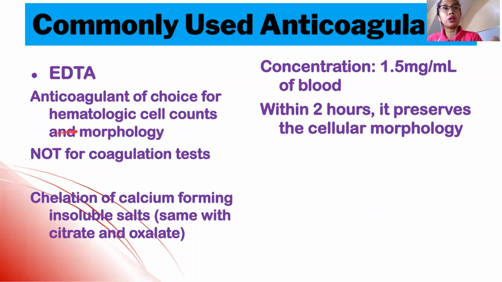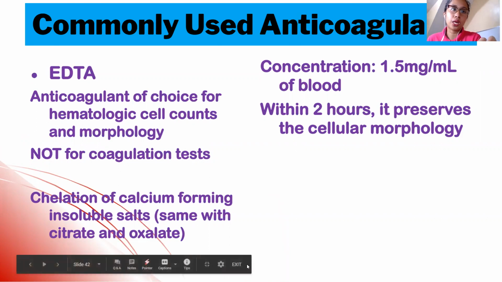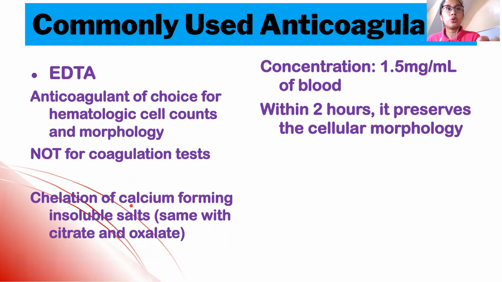So, if you want to do hematologic cell count, you want to see the size, the shape of your WBCs, your red blood cells, use EDTA. Don't forget that, okay? It's not for coagulation test. So, ang coagulation test is for your light blue tubes. Yan. So, class, it chelates calcium or it binds calcium. So, to prevent clotting. So, calcium is very involved in clotting. So, tinatanggal niya yun. Yan. Para hindi mag-clot. So, it's an anticoagulant.